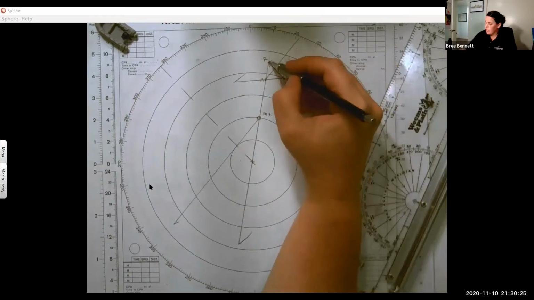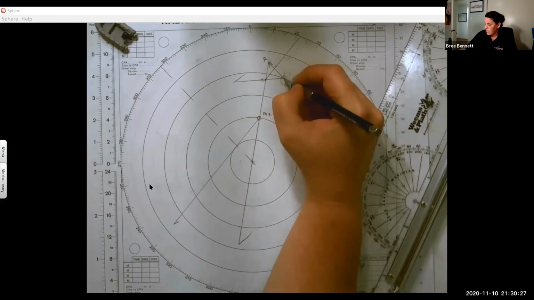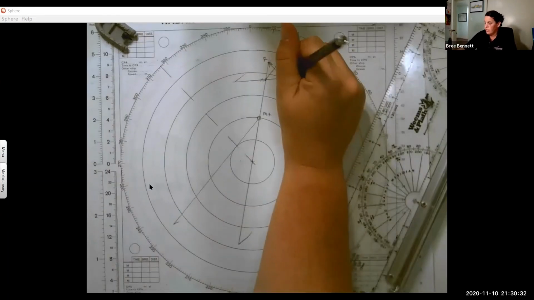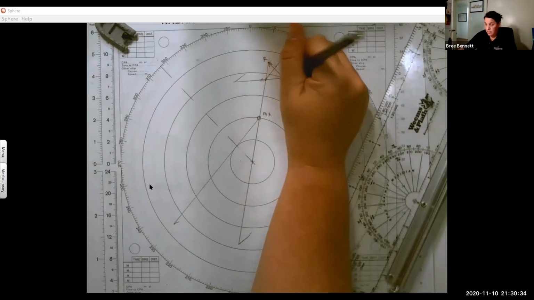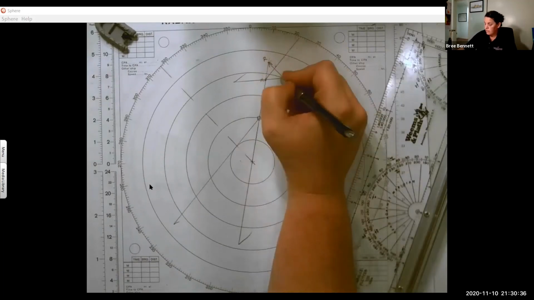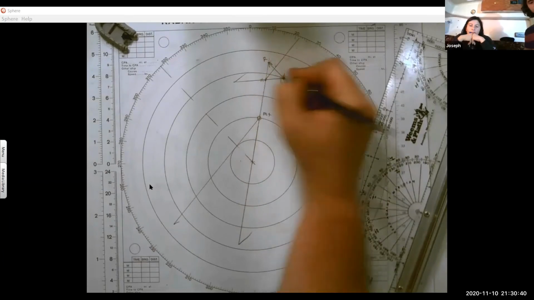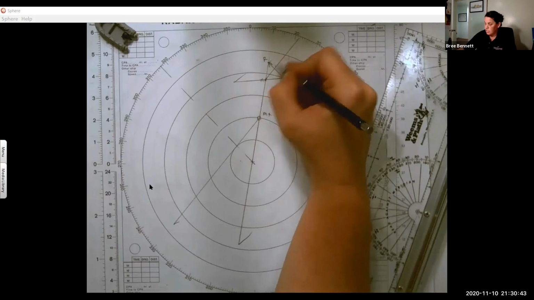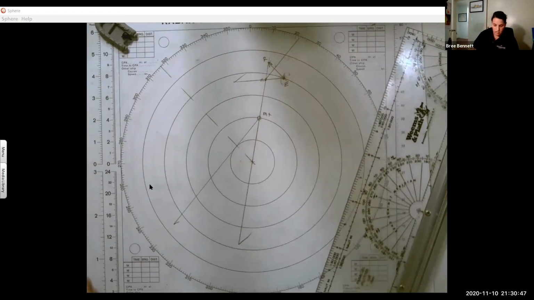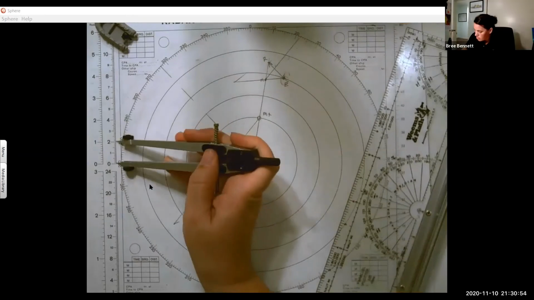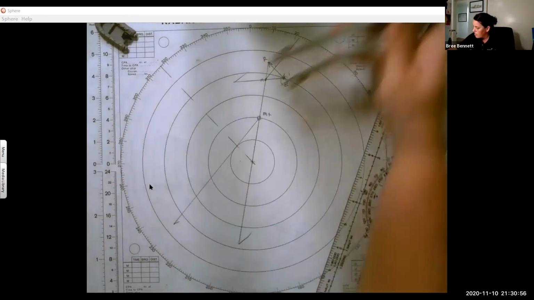So I want to get a new R. My E is going to stay the same. My E is kind of this base point. This is where the true vectors for me and the true vectors for them, the other ship, start from. So E stays the same. My relative motion line has changed. So it's not this one anymore, it's this one. So in order to change it, I'm gonna get my 2 miles. It's a little sloppy on that one.